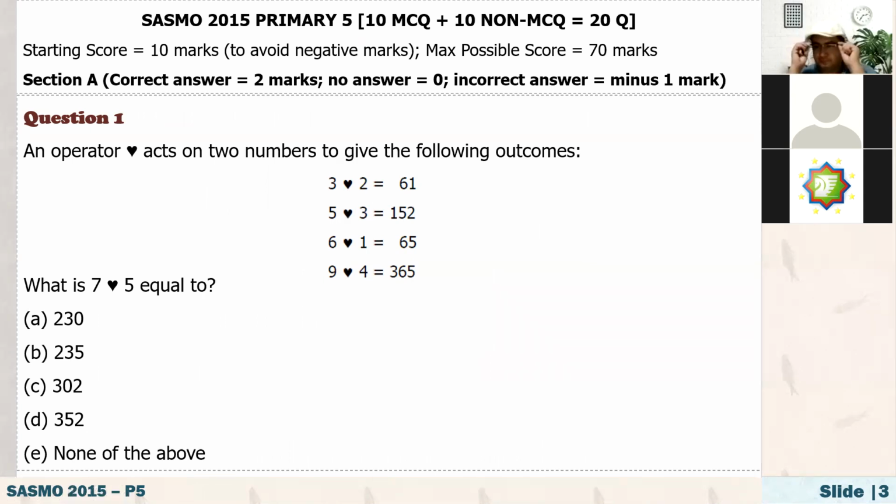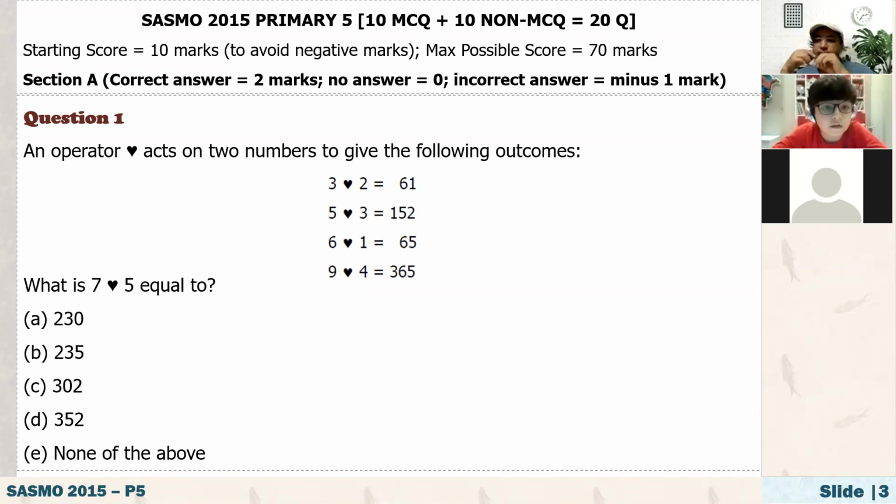Can I read the question? Yes. Aydin, let's start with you. Read the question. An operator hard acts on two numbers to give the following outcomes. What is 7 hard 5 equal to? What does outcome mean, Aydin?